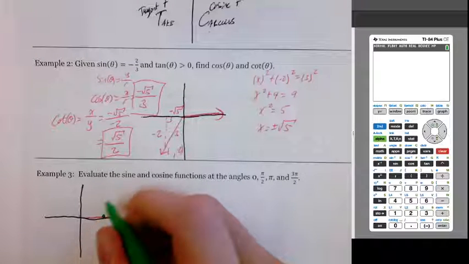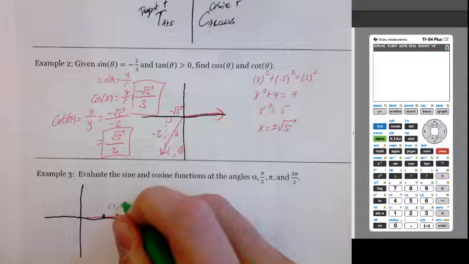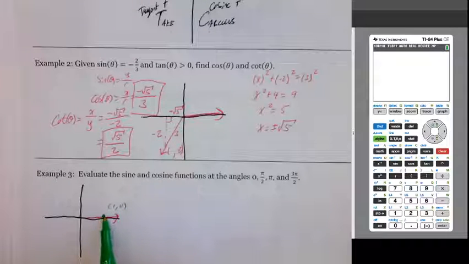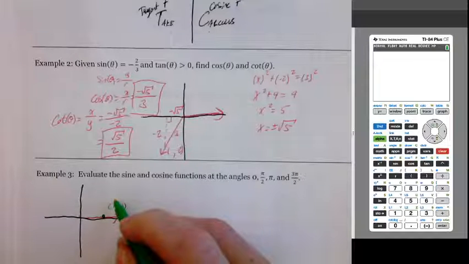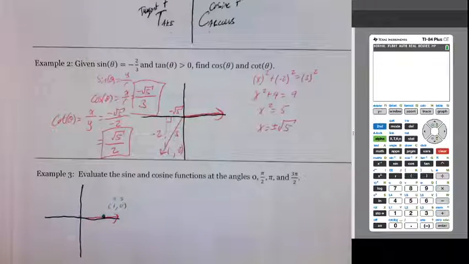Notice it doesn't give us a point, so we can choose whatever point we want on this terminal side. So I'm going to choose this point, 1, 0. That's definitely on this terminal side, and it's an easy point to work with. So therefore my x is 1 and my y is 0, and my radius, well, guess what? It's on top of it, right? So my radius is also going to be 1.